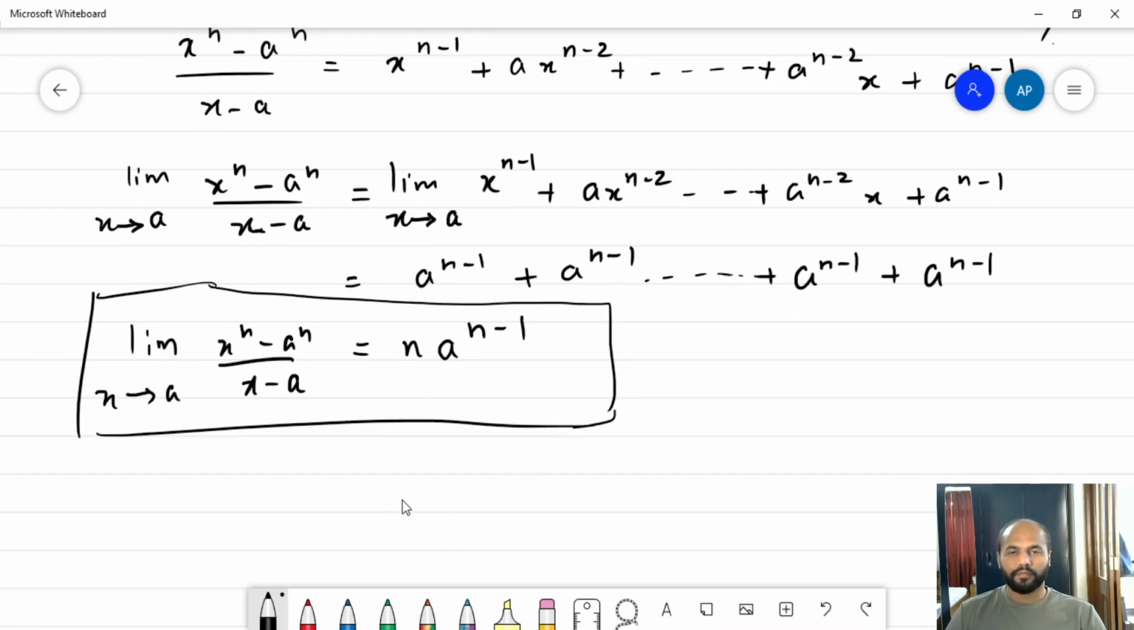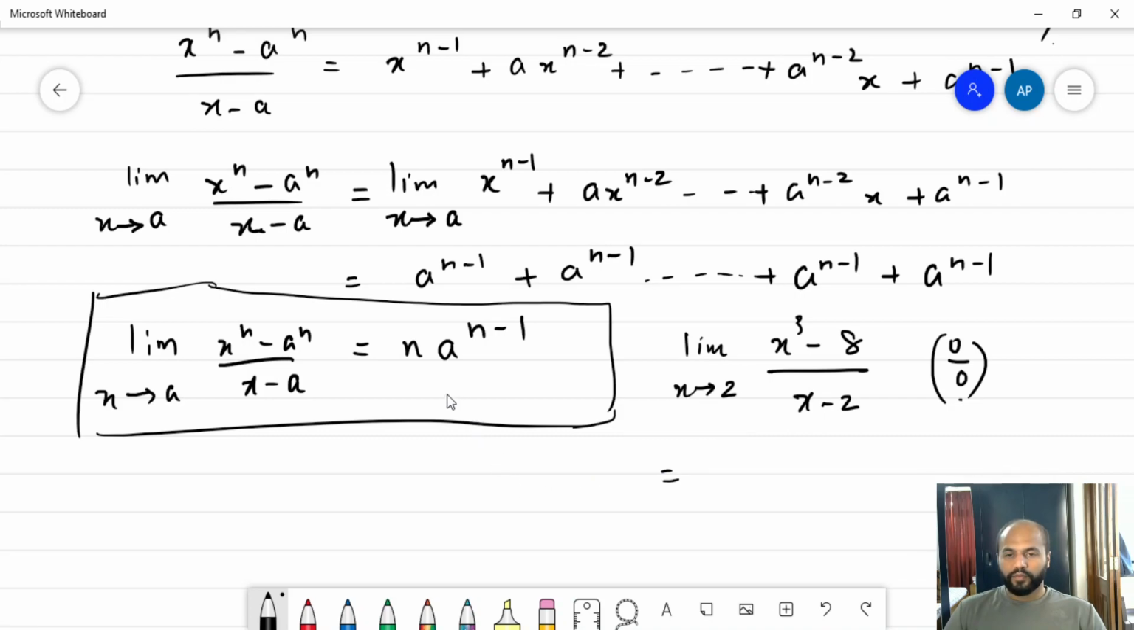So let's take one very simple example in this case. Limit x tending to 2 of x cube minus 8 by x minus 2. If you have such a kind of limit, this is a rational function and it's a 0 by 0 form. That means if I put x equals to 2 over here, then what we'll get is a 0 by 0 form.